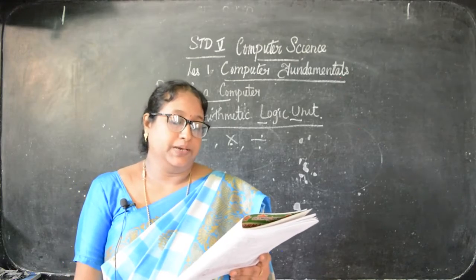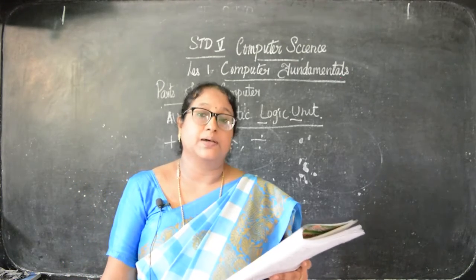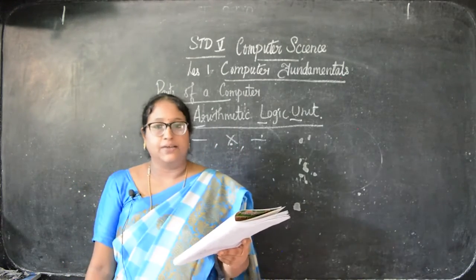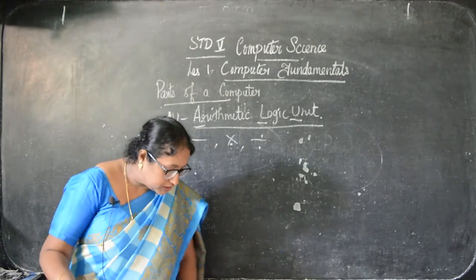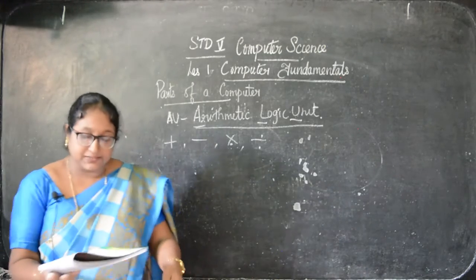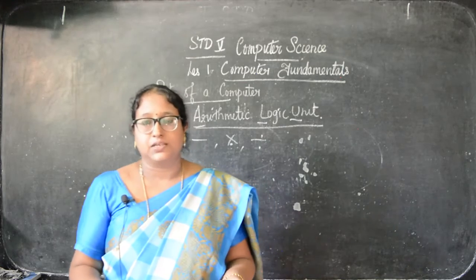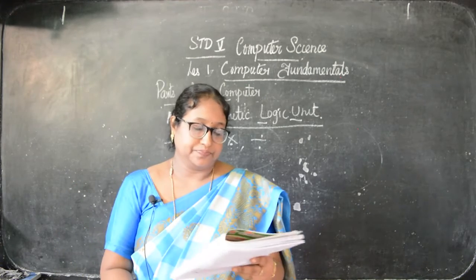The ALU also makes logical decisions and performs comparisons based on the data values. So not only the arithmetic operation, but also it makes a logical decision, that is reasonable decisions, and performs the comparisons based on the data.